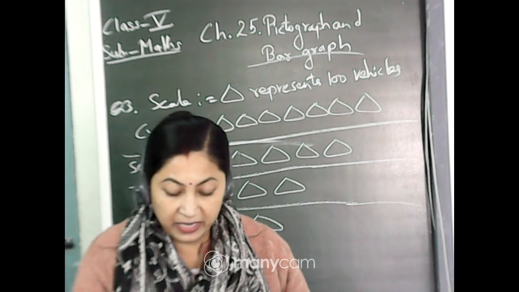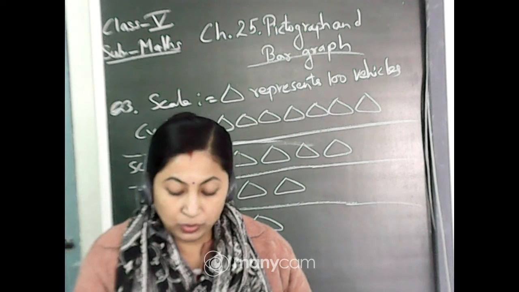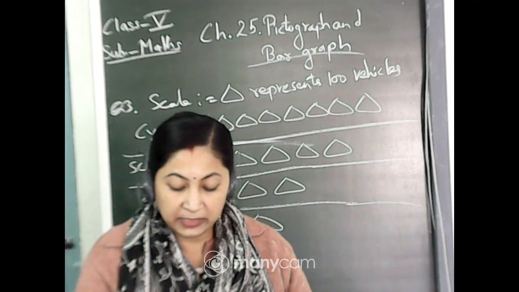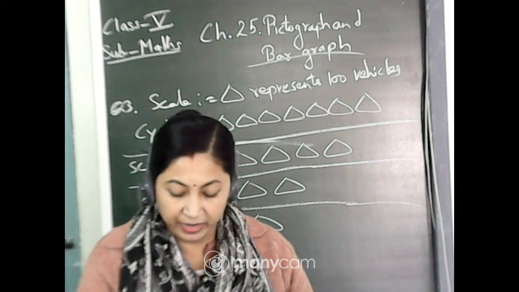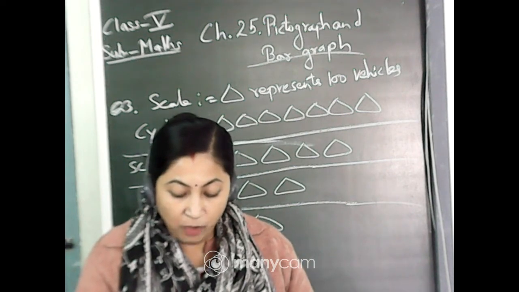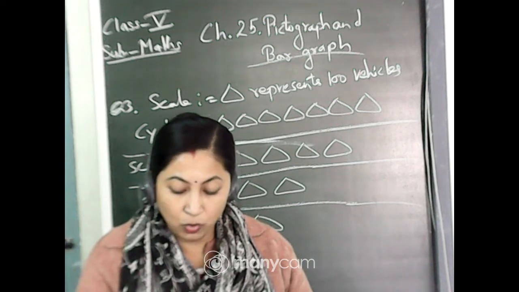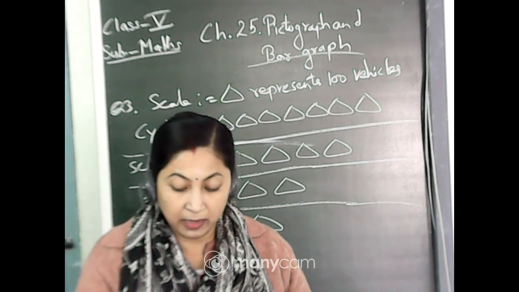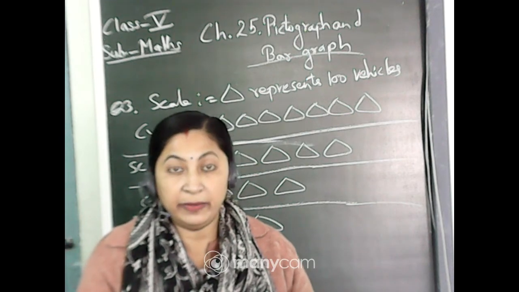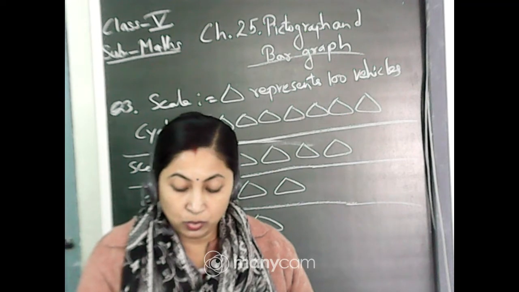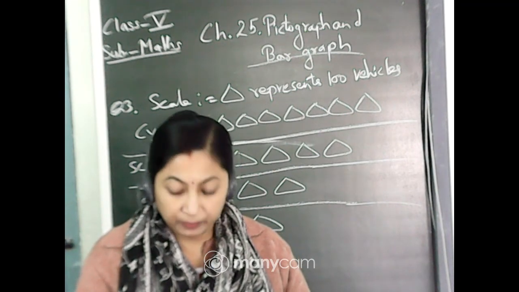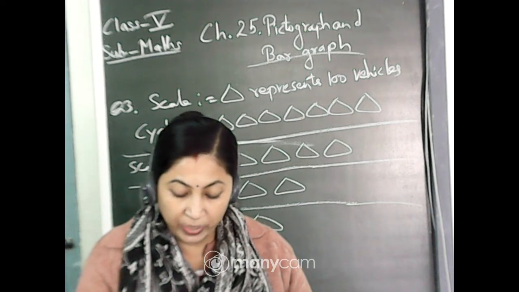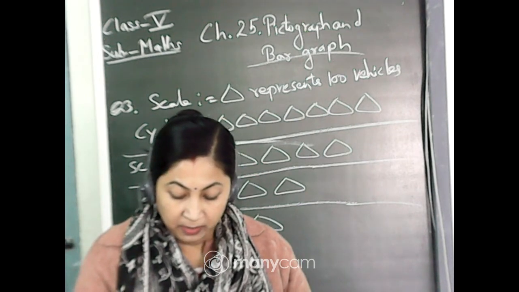Similarly, question number B: how many students use school bus? Now for bus only one is given. That means only 100 students. So you will write 100. Number C: how many students use bicycle to go to their school? Now for bicycle, count the pictures. How many pictures are given? 1, 2, 3, 4 and 5. That means 5 is equal to 500. So 500 students are going with the help of bicycle.